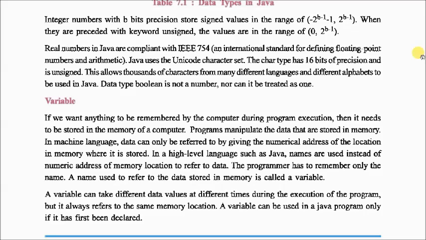Now, variable. If we want anything to be remembered by the computer during program execution, then it needs to be stored in the memory of a computer. Programs manipulate the data that are stored in memory. In machine language, data can only be referred to by giving the numerical address of the location in memory where it is stored. In a high-level language such as Java, names are used instead of numeric addresses of memory locations to refer to data. The programmer has to remember only the name. A name used to refer to the data stored in memory is called a variable.